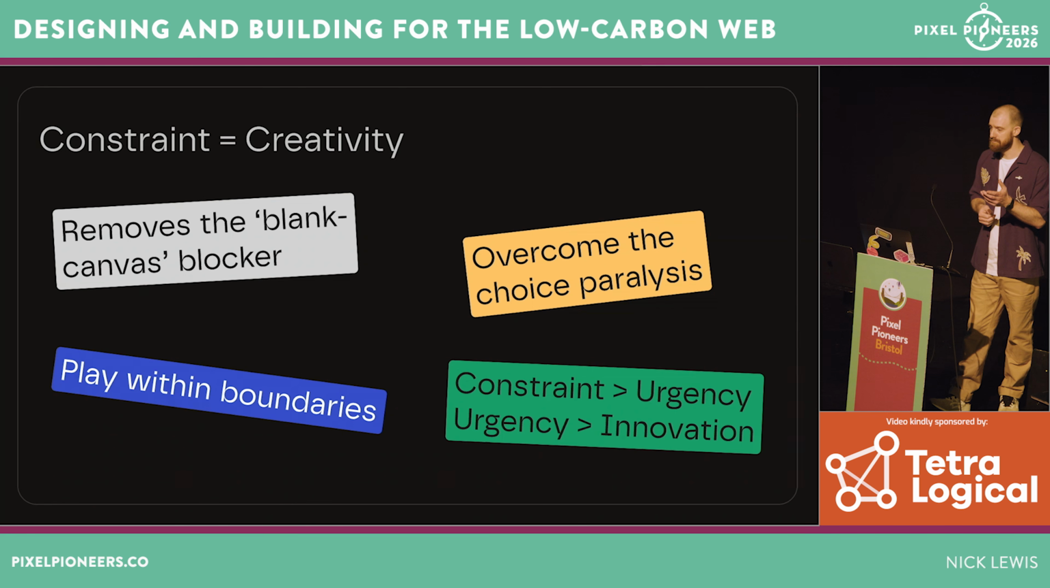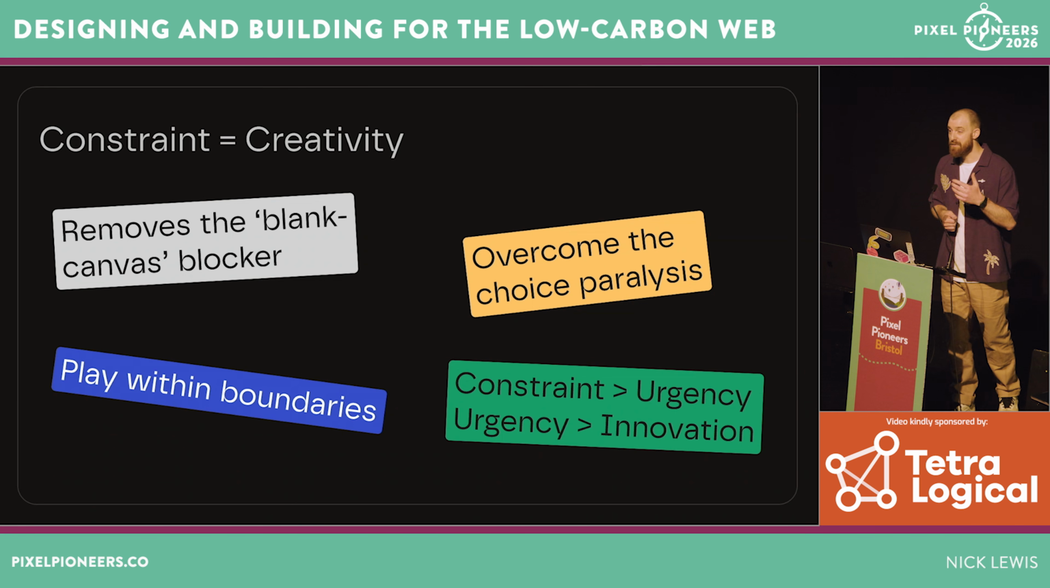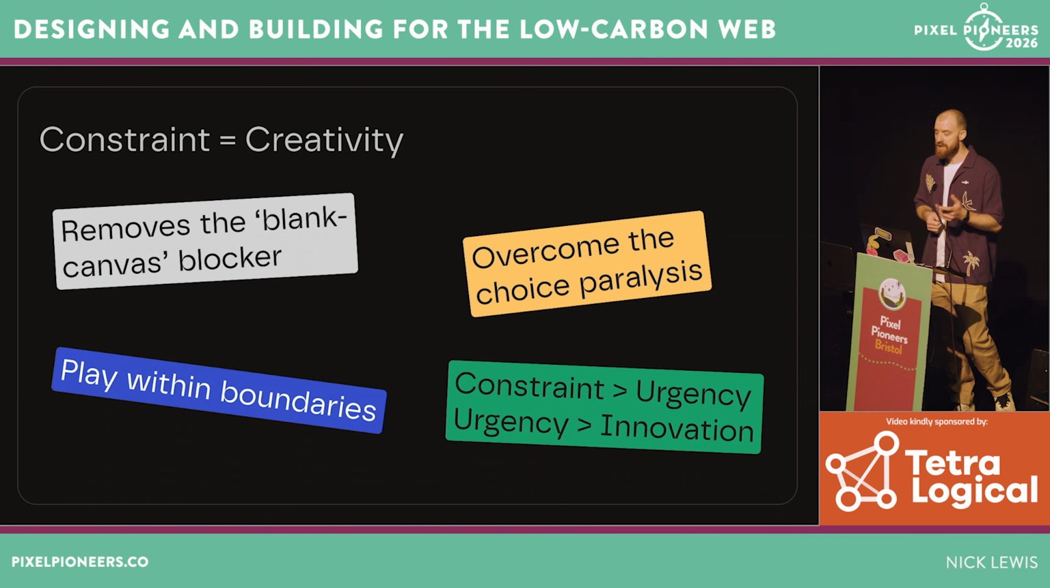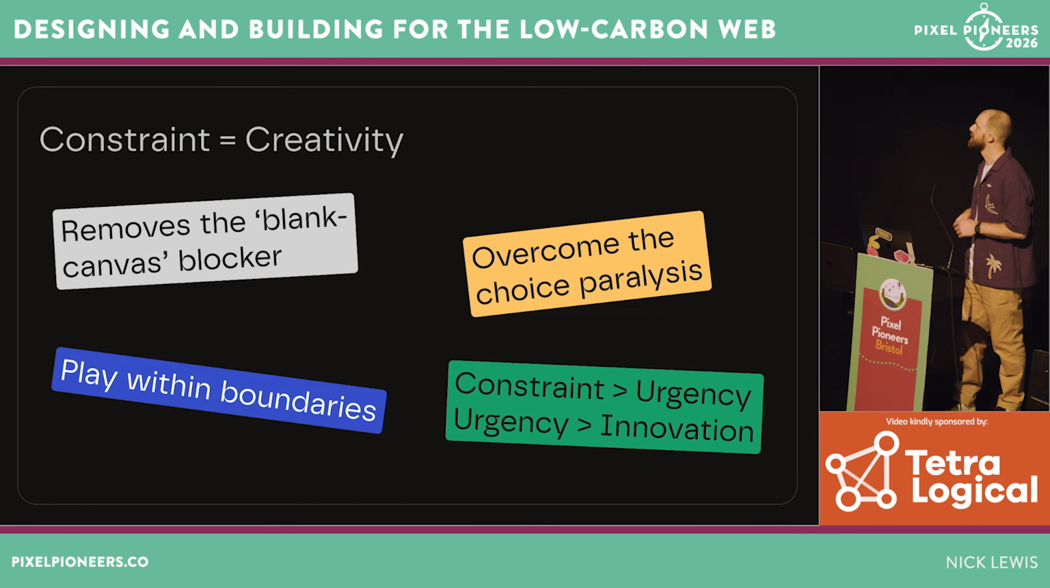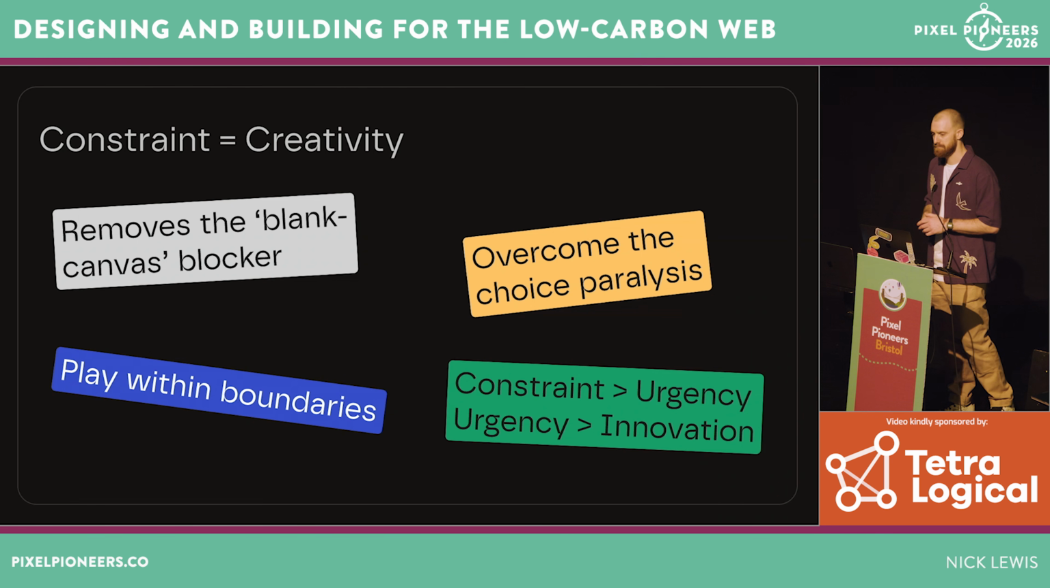For the UXers in the room, which I believe there's a few, you may have heard of Hick's law, where too many choices increase the amount of time it takes to actually make a decision. That's why we don't fill websites with 50 million navigation items. Constraints also create dynamic play within those boundaries. We can still be creative and come up with interesting solutions just within more natural boundaries. And lastly, constraint drives urgency, much like the climate crisis itself. And urgency, in turn, drives innovation.